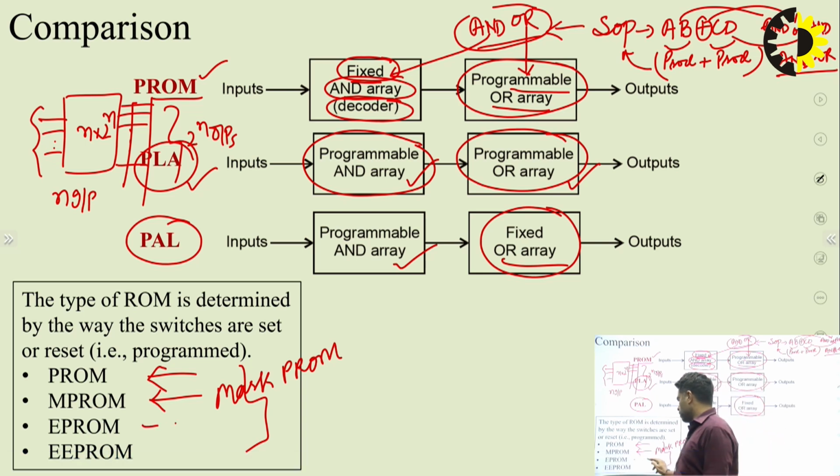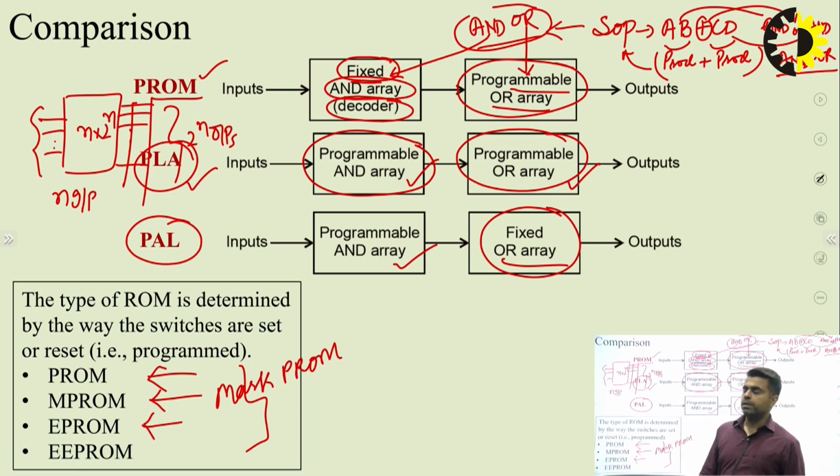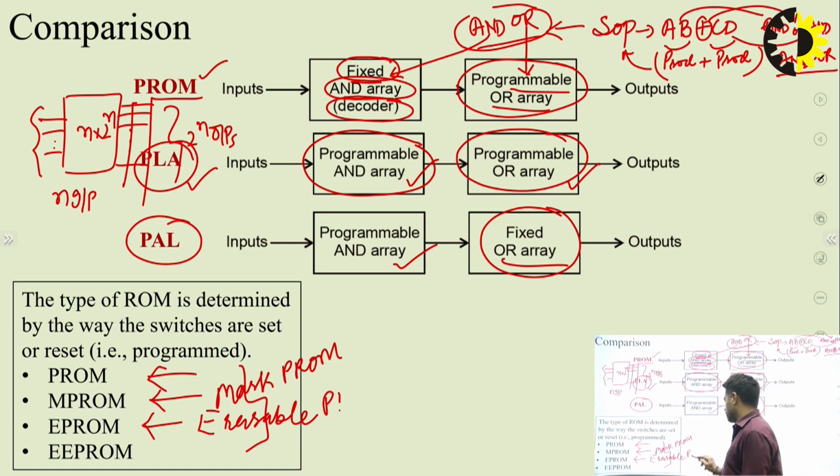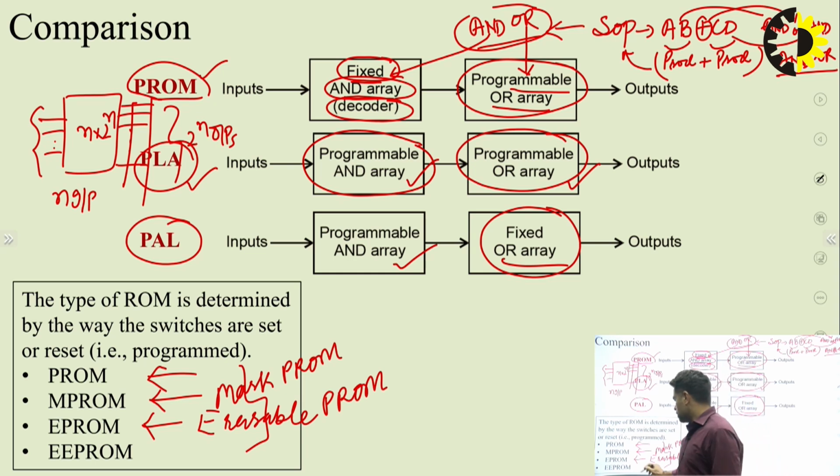Then EPROM is erasable programmable read-only memory. Erasable means that once we have written the information, we can make changes to it as well. So EPROM is the best candidate to be used as a PLD, because once we have written something, we can also erase it and reprogram it as per my next application. Then the last one is EEPROM.